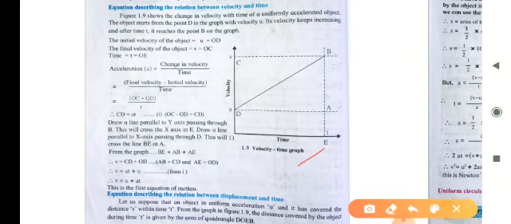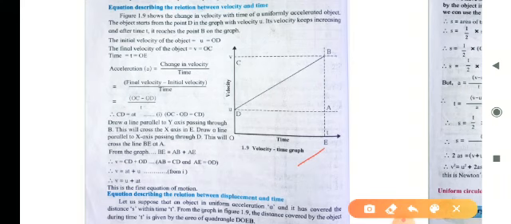Acceleration is equal to change in velocity upon time. So acceleration is equal to final velocity minus initial velocity upon time. That is equal to OC minus OD upon t. Therefore, CD is equal to at, equation 1, since OC minus OD is equal to CD. Draw a line parallel to y-axis passing through B. This will cross the x-axis in E. Draw a line parallel to x-axis passing through D. This will cross the line BE at A.